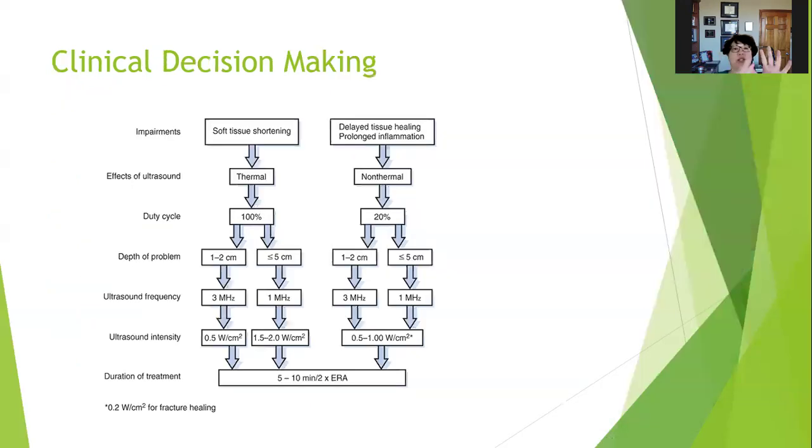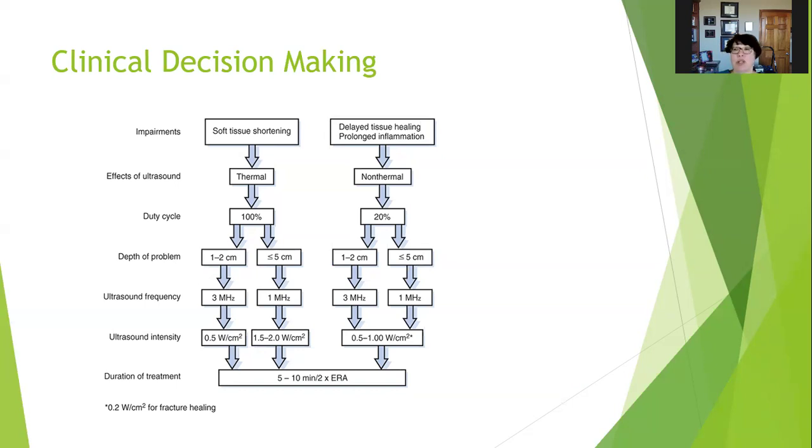So here's sort of our clinical decision-making tree, and this is from the text. So impairments, if you have soft tissue shortening, you generally want to use thermal at 100%. If you have a relatively superficial problem, 1 to 2 centimeters, you're going to use 3 megahertz, starting at around 0.5 watts per centimeter squared.